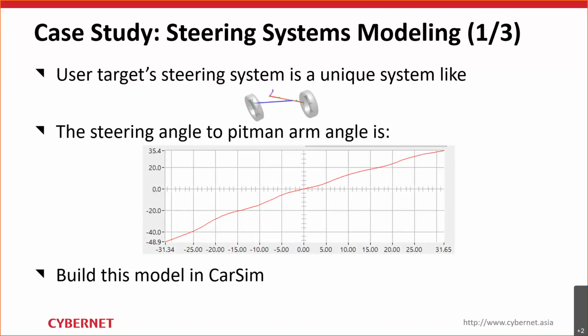In this case, the user uses a unique steering system like a recirculating steering system. This animation shows a recirculating steering system. The customer actually used a multi-link arm to control the steering angle. The relationship between steering angle and pivot arm angle is like this graph as a result of the multi-link arm. You can see that the relationship between steering angle and pivot angle is highly nonlinear. We helped them build it in CarSim and see what will happen.